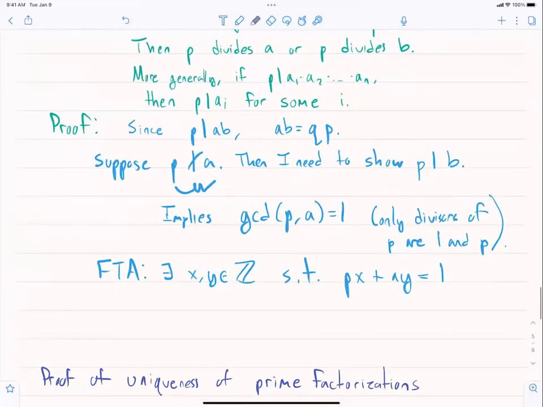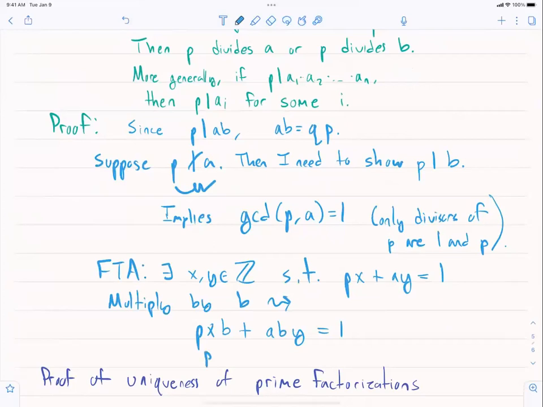Okay. So let me multiply that by B. I'm just going to multiply this equation by B. I get P times X times B plus AB times Y is equal to B. Then I substitute, so I get P times X times B plus, then AB is Q times P, which becomes Q times Y. Sorry, over here I have a B because I multiplied both sides of this equation by B.